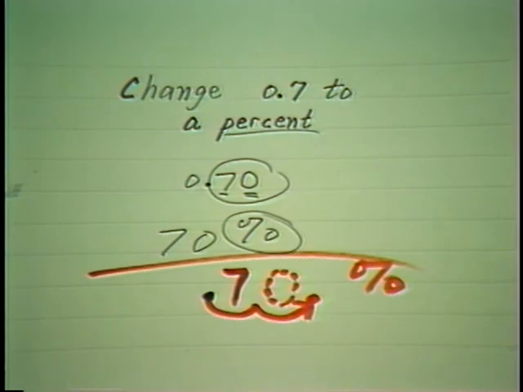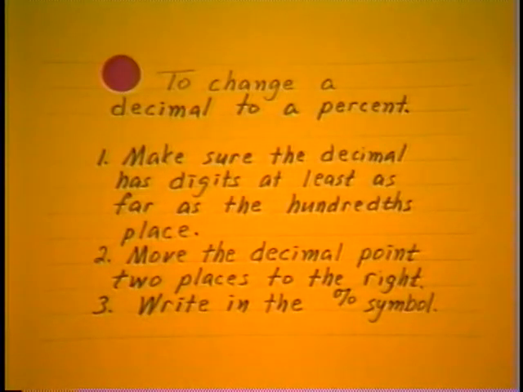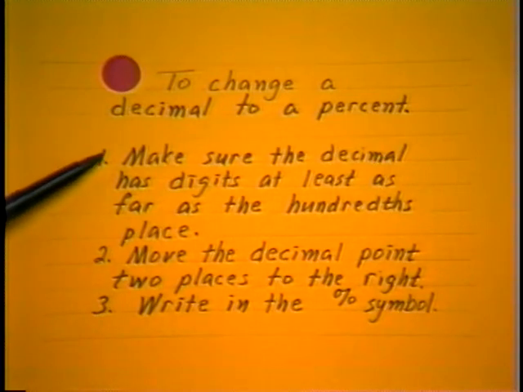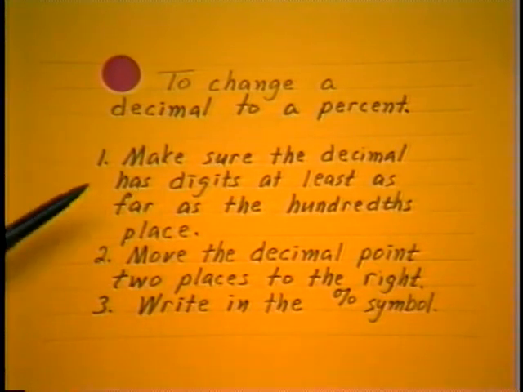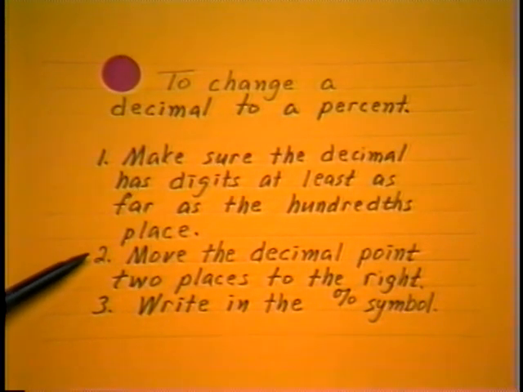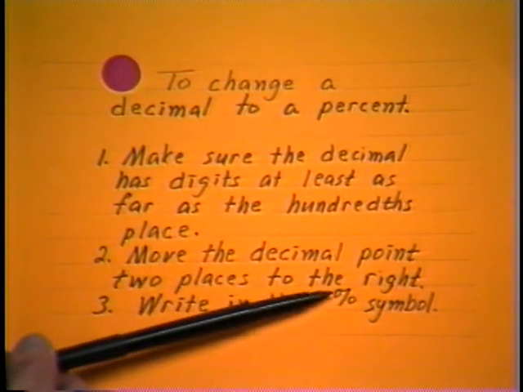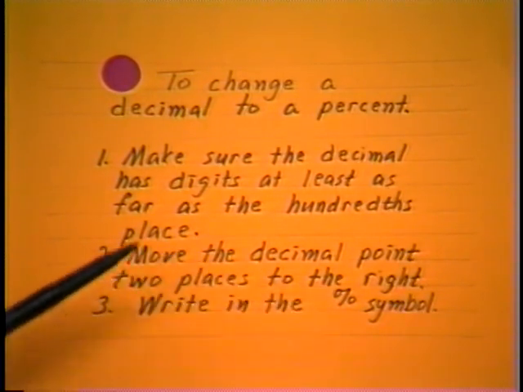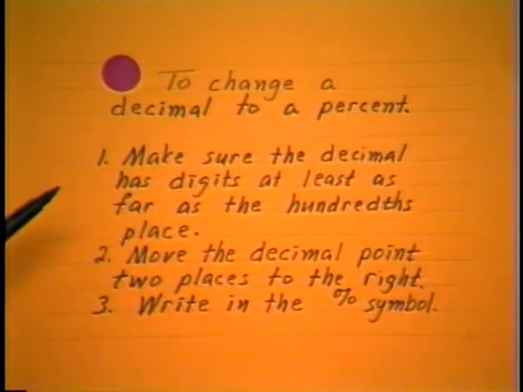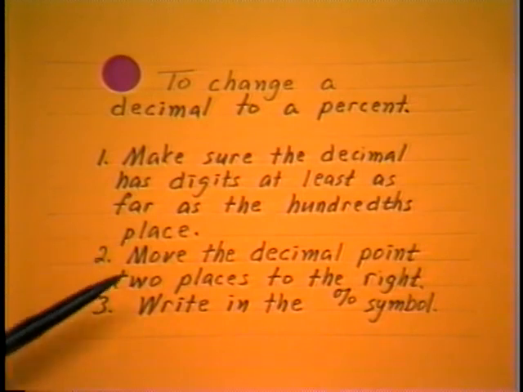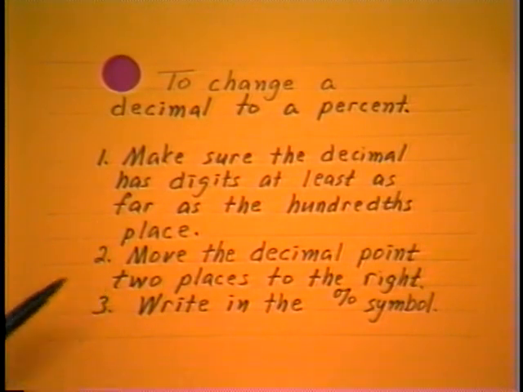Let's verbalize that. To change a decimal to a percent, first make sure the decimal has digits at least as far as a hundredths place. Then move the decimal point 2 places to the right, or if you will, towards the percent sign, then write in that percent sign. 2 places to the right, write in the percent sign.